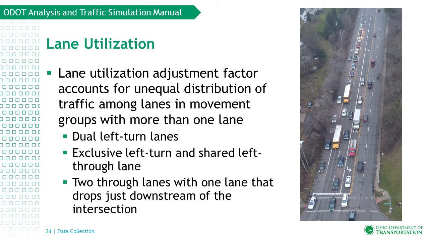At some locations, drivers may favor one lane over another in anticipation of a downstream turn. Additionally, some intersections have a through lane that drops just downstream of the intersection. This type of lane can be underutilized if it is relatively short. In both cases, the lane utilization should be field measured for analysis.